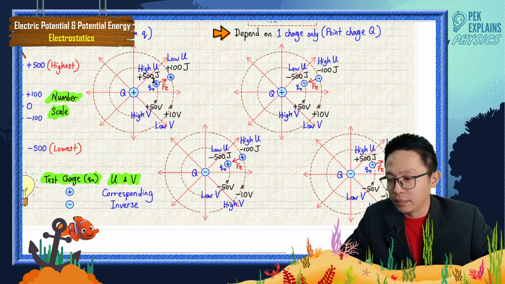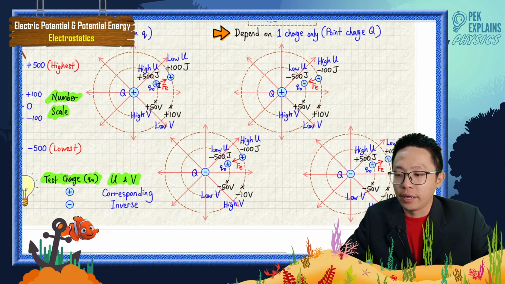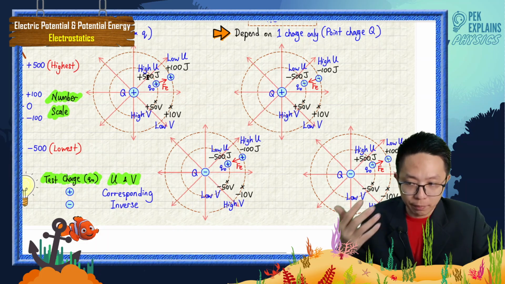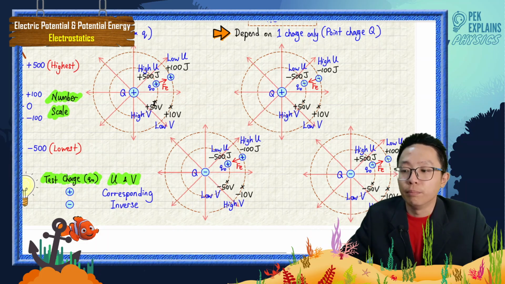The test charge which is nearer to the point charge has 500 joule. As the test charge goes further away it becomes 100 joule. Same as the potential: 50 volt nearer to the point charge and 10 volt further away from the point charge. The same for all the others. Can you see that? The value is bigger if nearer, both the potential energy and potential. Both of them have bigger value when nearer the point charge.